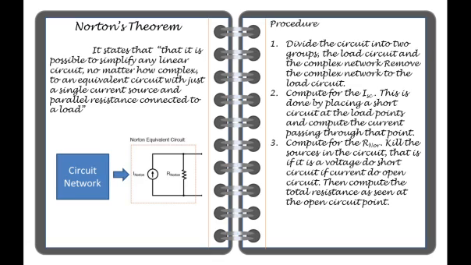Then after getting the Norton's resistance, we're going to connect the ISC and the Norton's resistance in parallel. Then connect the circuit to the load circuit. And that's it. You have the Norton's equivalent circuit, or the simplified circuit of the complex network.